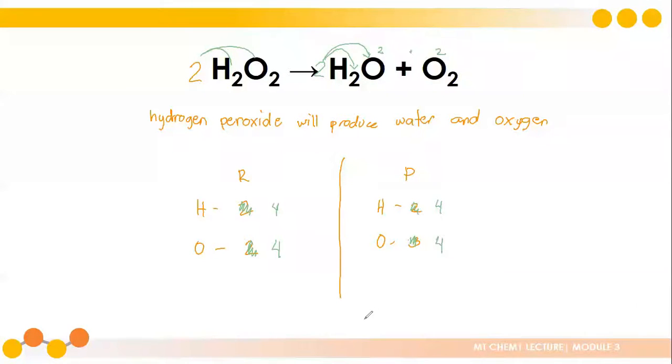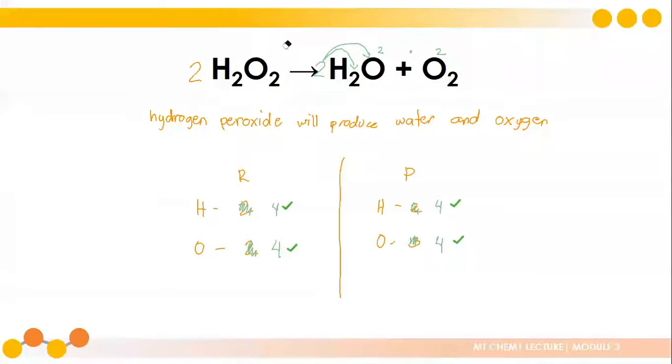Let's now check. On the reactant side, we have 4 hydrogen. On the product side, there are also 4 hydrogen. So these are balanced. Let's take a look at the next one. For oxygen on the reactant side, we have 4. On the product side, we also have 4, indicating that this equation is now balanced.